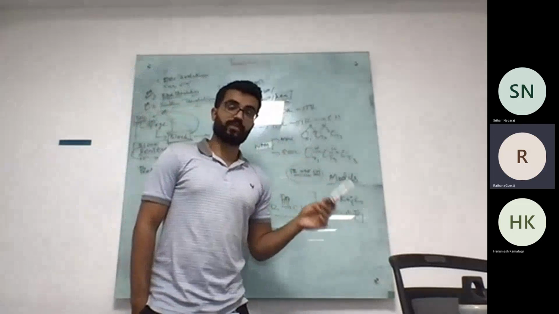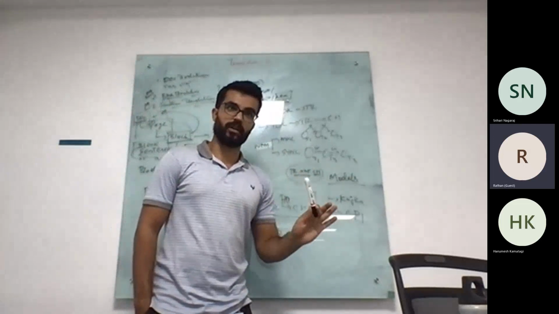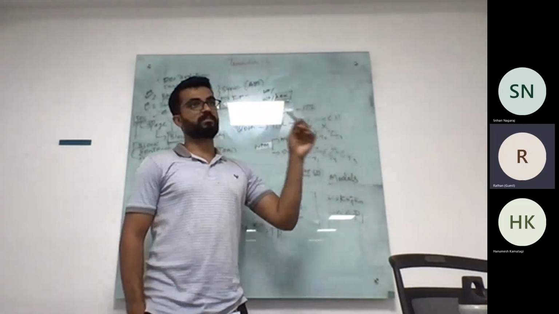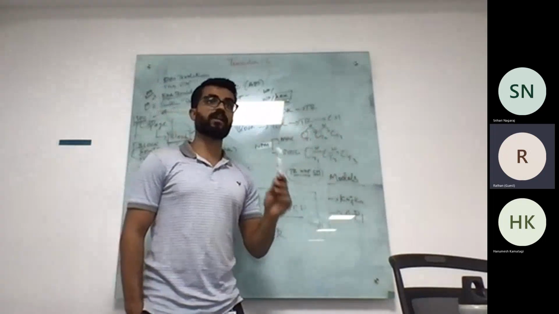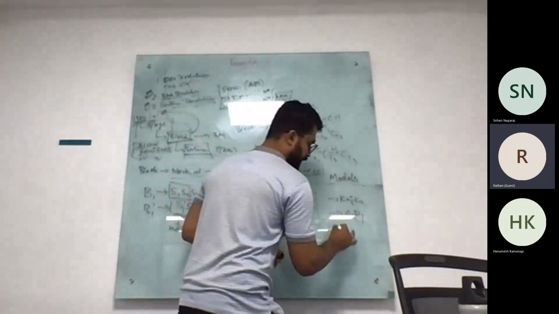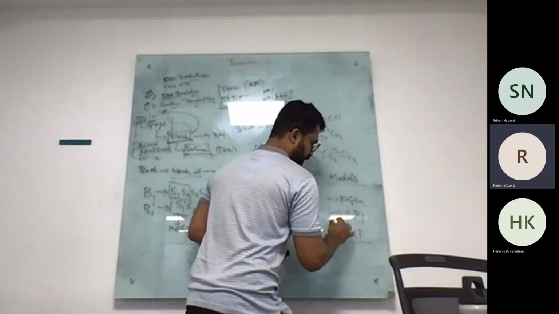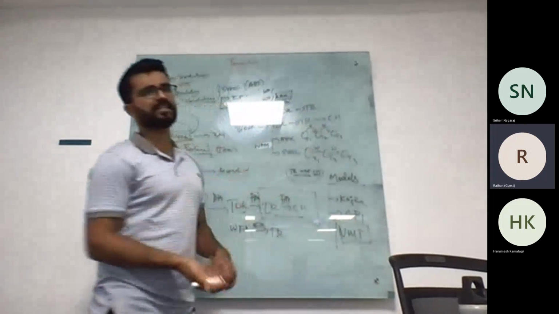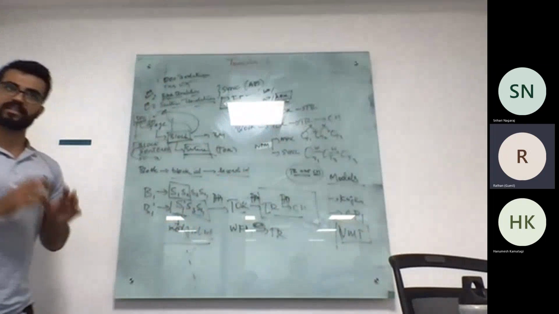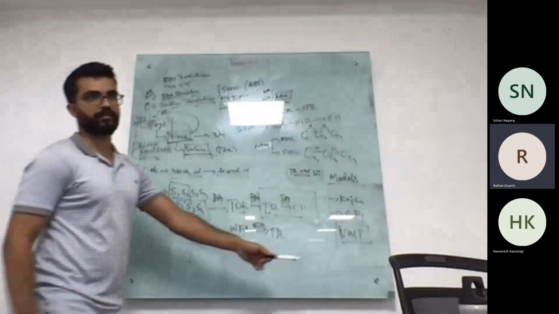If a user is not mapped to any model, or if the model that has been mapped to the user is inactive, then by default fall back to NMT. NMT is our OpenNMT or IndicTrans in the present case. Is that clear? So this is the fallback logic.